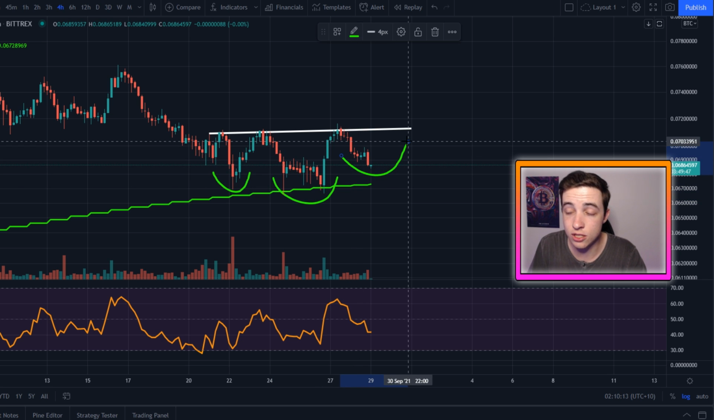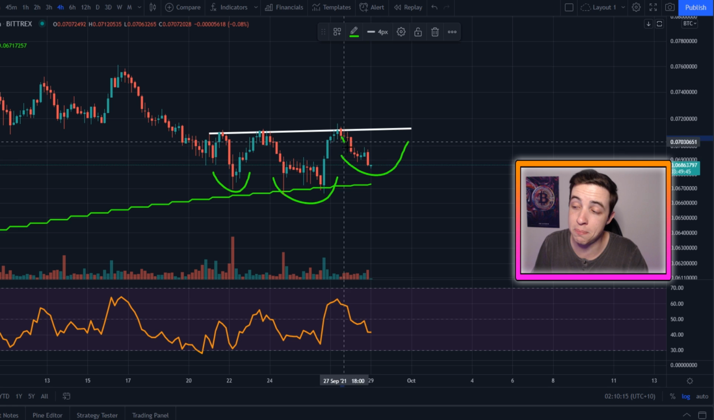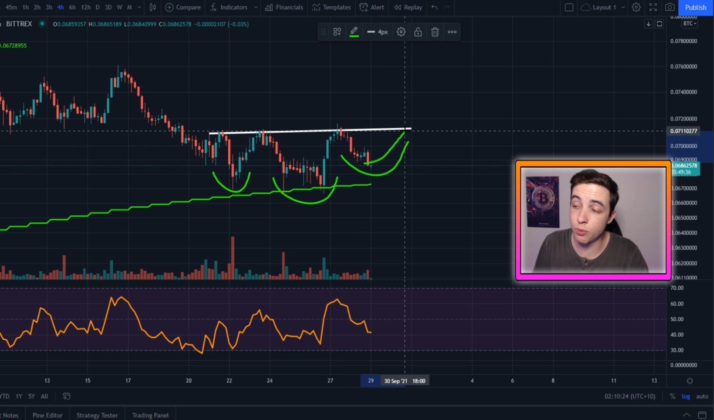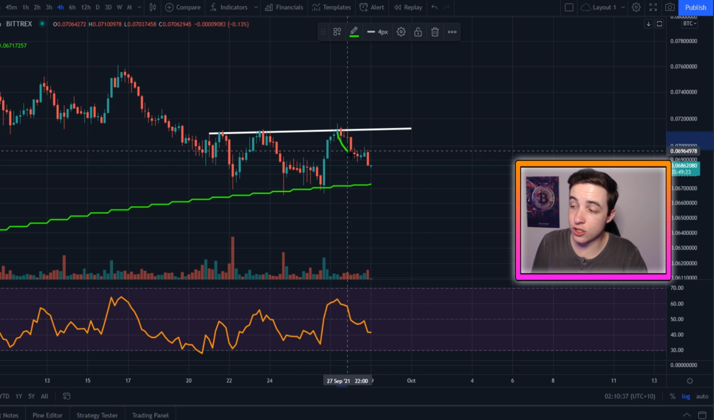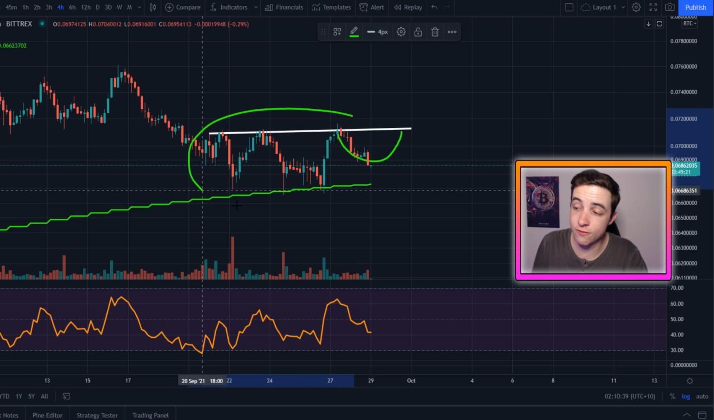What we need to see to complete this pattern is obviously a bounce pretty soon and then come back up towards the neckline just here, which is actually coming in at around 0.071 Bitcoin per Ethereum. So of course, if we can do that, then that would complete this inverse head and shoulders pattern.